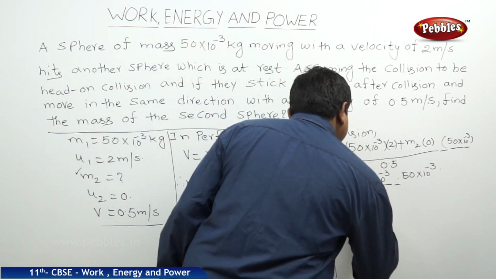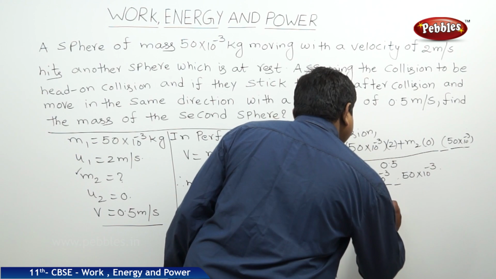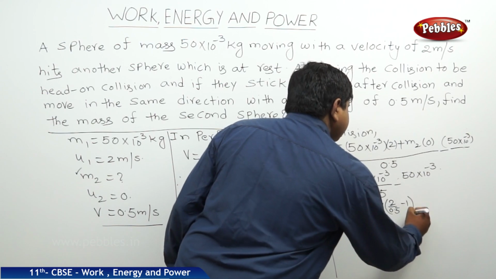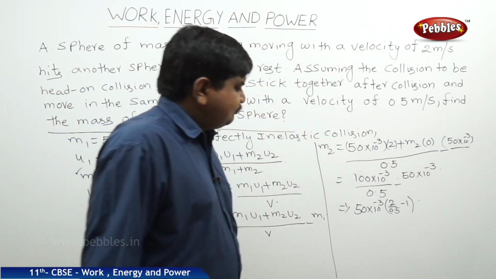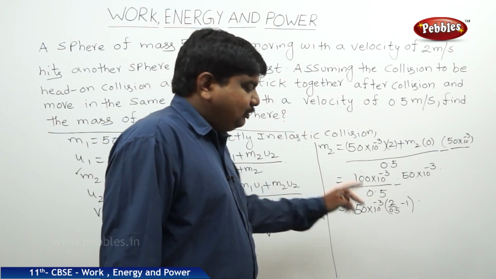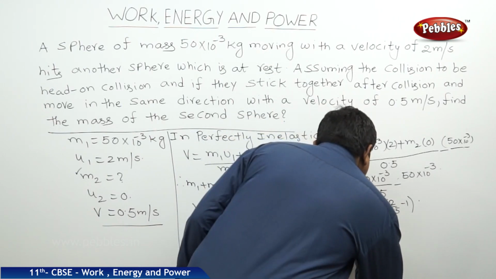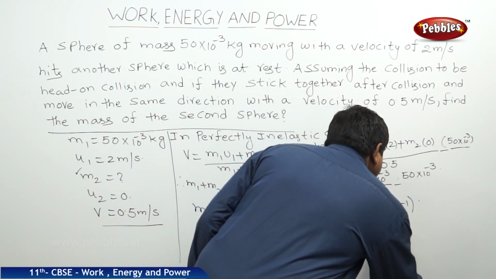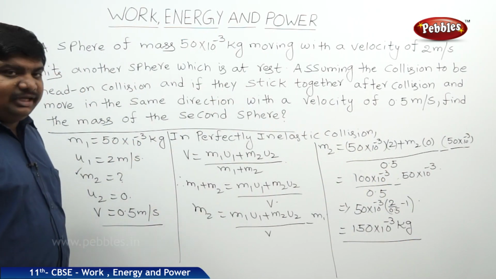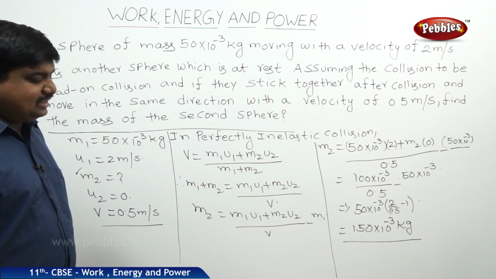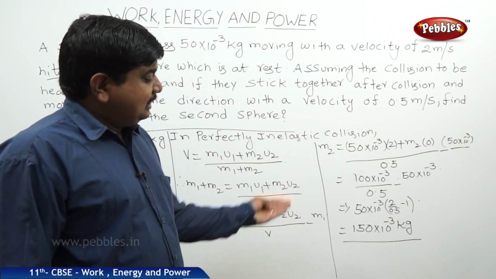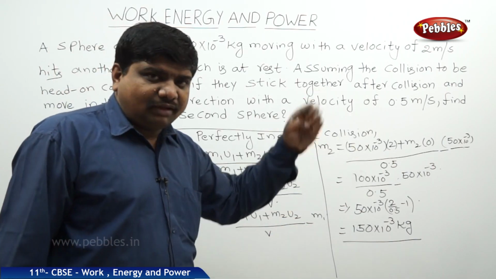So if you take 50 into 10 to the power of minus 3 as common, this will be 2 by 0.5 minus 1. This 2 by 0.5 is 4, 4 minus 1 is 3, 3 into 50 is 150. So it will be 150 into 10 to the power of minus 3 kg. So the mass of the second sphere, which is involved in the perfectly inelastic collision, is 150 into 10 to the power of minus 3 kg. In other words, we can say 0.15 kg.